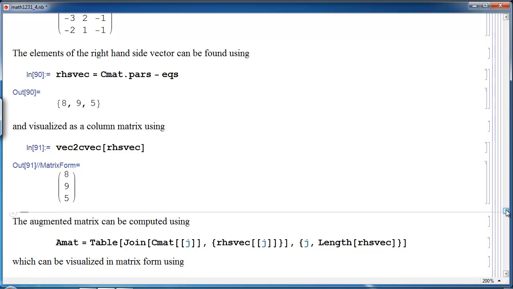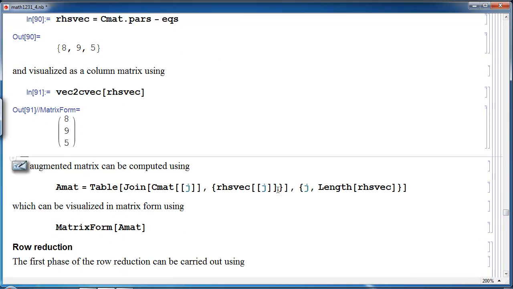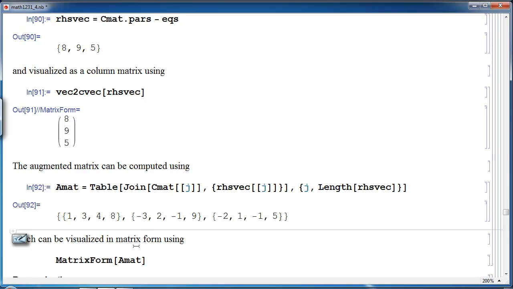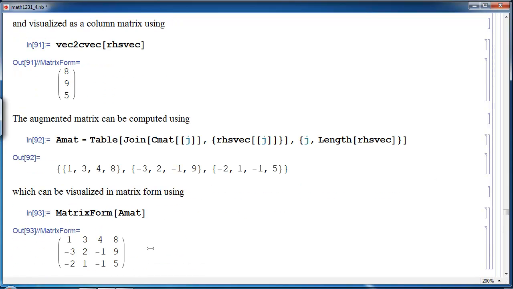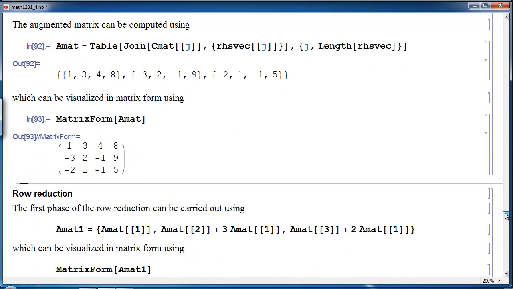a linear combination of. So we use our tool for finding the augmented matrix using this, and visualize it using that. So we want to do row reduction on that matrix, on the augmented matrix, and that will give us a solution of the equation.